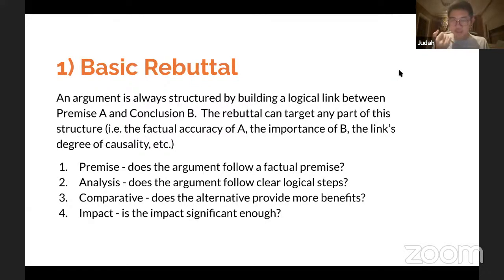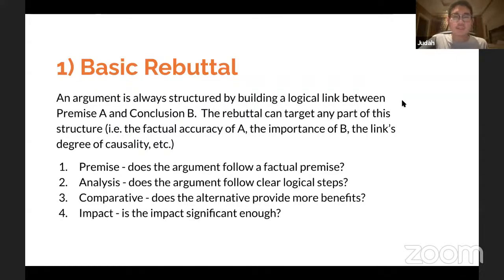So I like to see it as A to B, and any rebuttal that you come up with attacks some part of that structure. So the rebuttal can target any part of that structure, i.e. the factual accuracy of A, the importance of conclusion B, the link's degree of causality, or whether or not it can be causally linked to anything else that exists or other premises, for instance, and therefore is not very important as an argument. So 4 ways that you can do this, and I'll just go through this quite quickly.